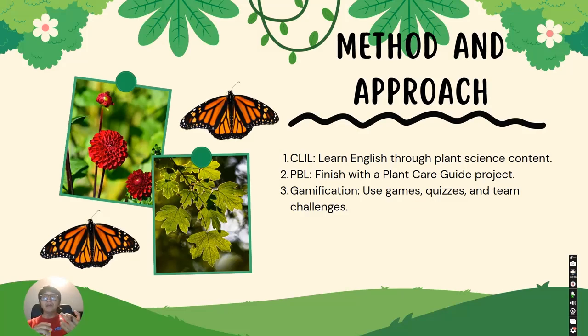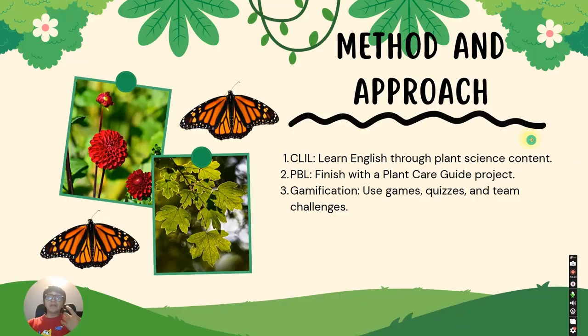Now, the third is gamification. Here I will use vocabulary games, plant identification, something like quizzes and challenges to keep students engaged and motivated. Gamification for me is super important with children, since it tends to break the monotony of just theory and the use of the board, right?